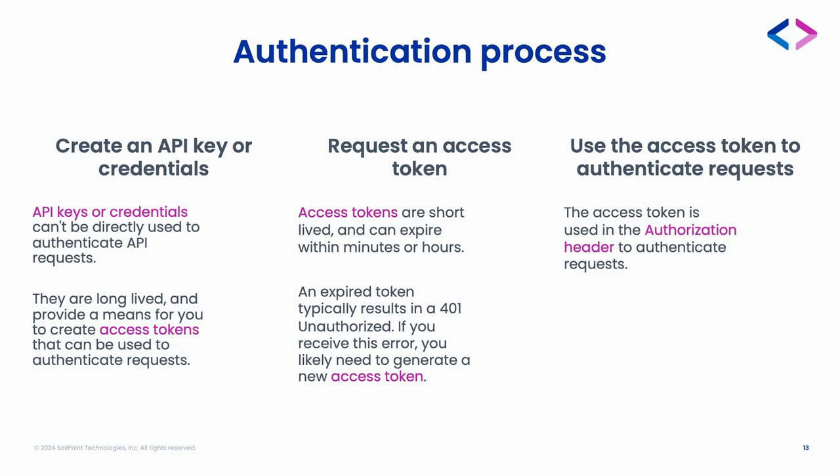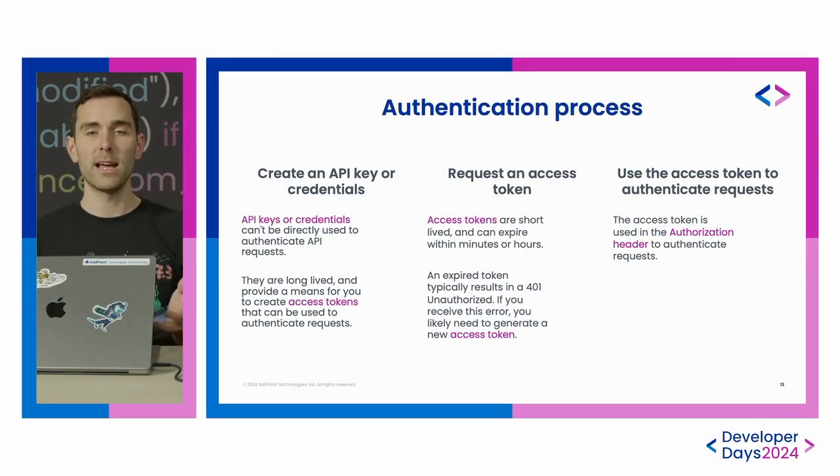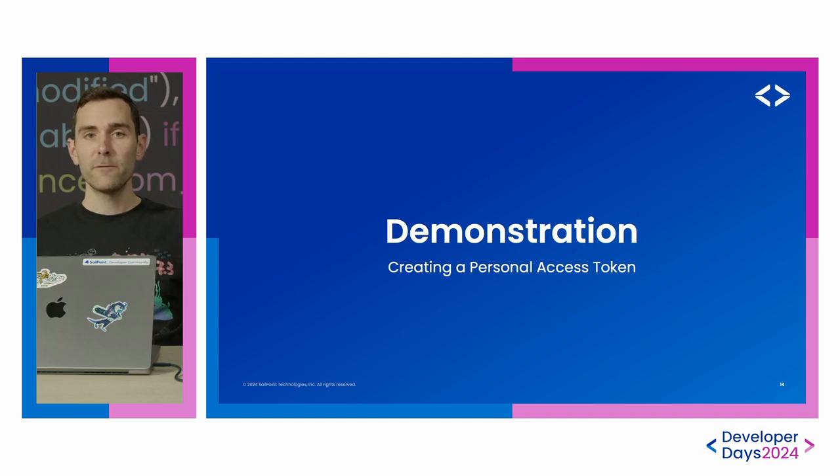But once you have your API key or credentials, the next thing to do is usually request an access token. Typically, there's a specialized endpoint or URL that you're going to invoke with your API credentials that will give you an access token that's shorter-lived that you will actually use to authenticate your requests. And then finally, the last step is use that access token to authenticate your requests. And typically, you're going to put that in the authorization header for every API call that you make. So let's go into our first demonstration.